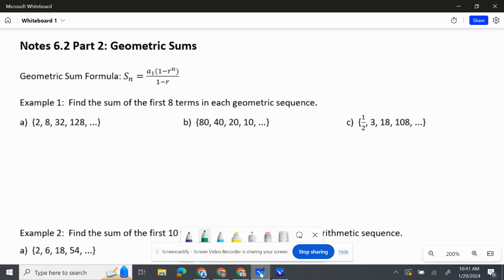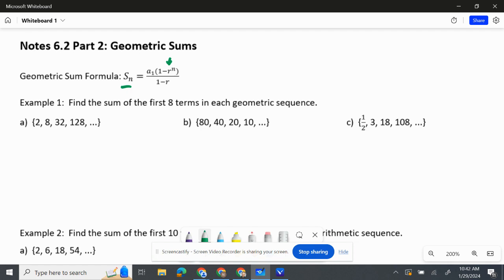Now we're going to look at geometric sums. Here we have the geometric sum formula. Notice that it's S sub n. That means it's a sum. Notice the R stands for the common ratio, so we know it's for a geometric sequence.